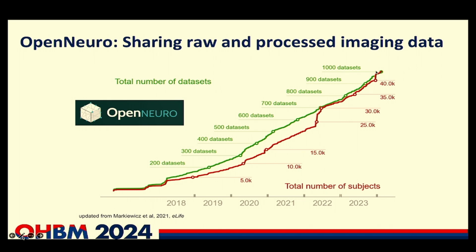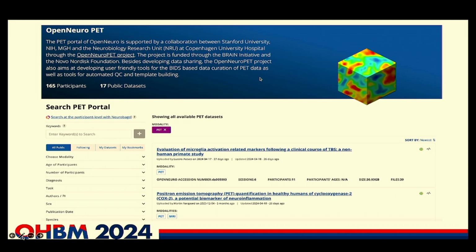On the PET side, or the PET portal of OpenNeuro, more and more data sets are also being deposited. Right now, there are 165 participants. In fact, there are more, but they're counted as MR data sets because often they have both MR and PET. 17 public data sets have been deposited.